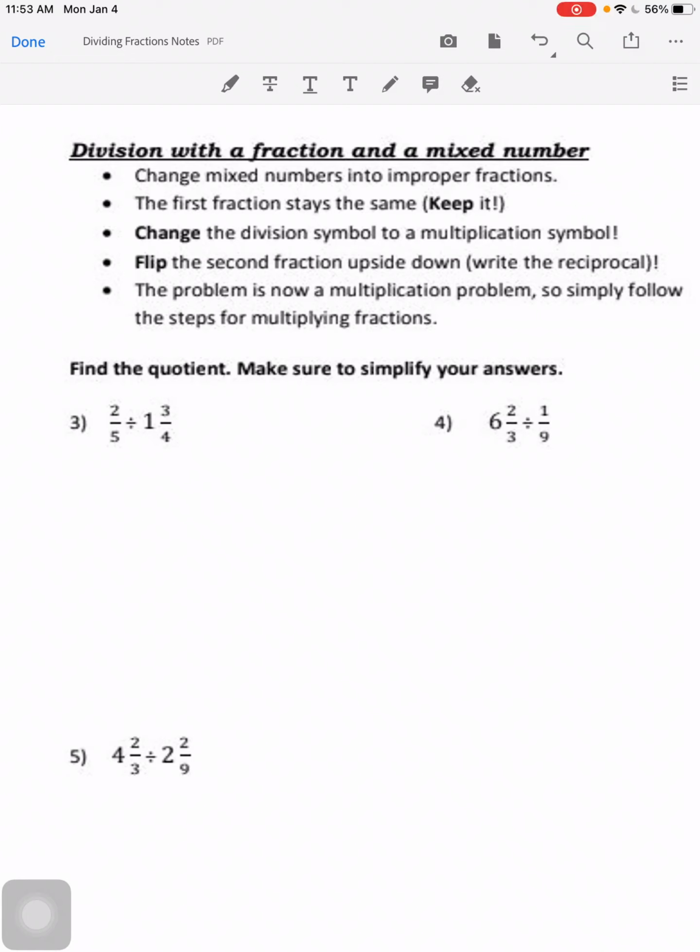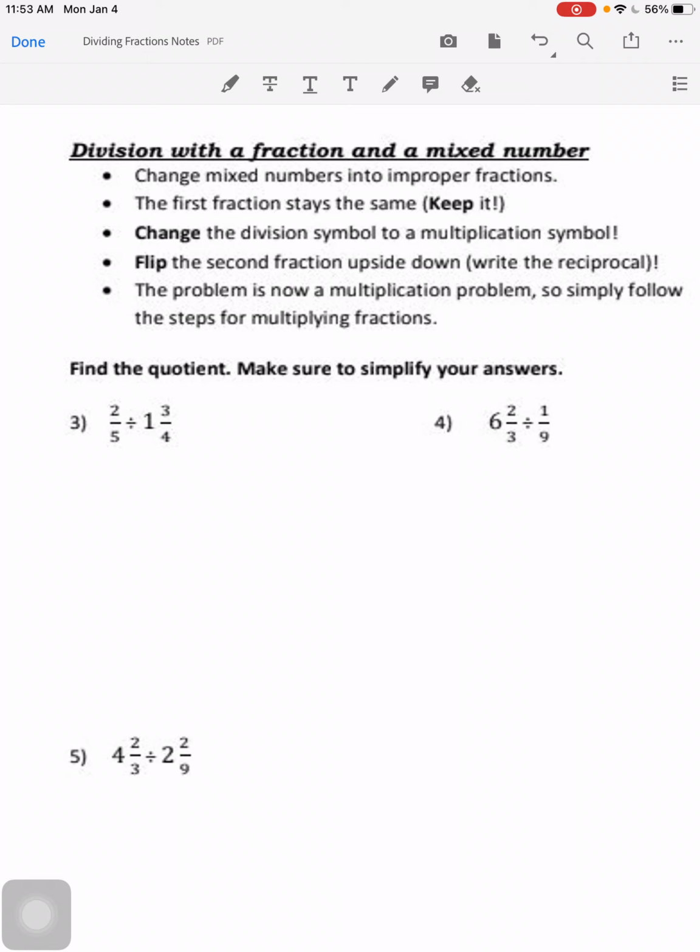So today we're going to talk about dividing fractions and mixed numbers. So this is part 2 of your dividing fractions notes. So the first thing we want to do is change the mixed number into an improper fraction. So we should already know how to do this because we have to do this in order to multiply fractions. So when you're dividing fractions, you do the same thing. You change the mixed number into improper fractions.